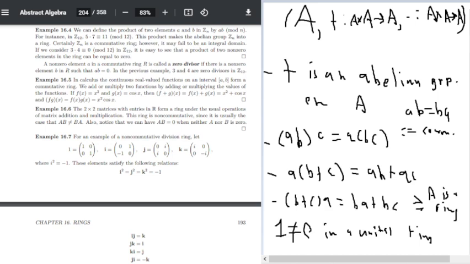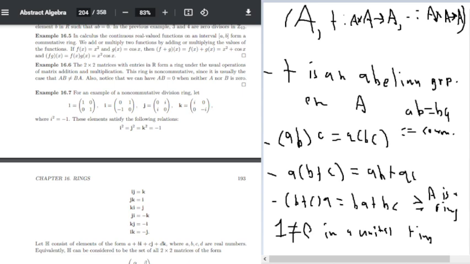Example 16.5. In calculus, the continuous real-valued functions on an interval [a, b] form a commutative ring. For this, we just add or multiply pointwise the components of the function. So, like if f of x equals x squared and g of x equals cos x, then f plus g of x is equal to f of x plus g of x is equal to x squared plus cosine x, and fg of x is equal to f of x times g of x is equal to x squared cos of x.